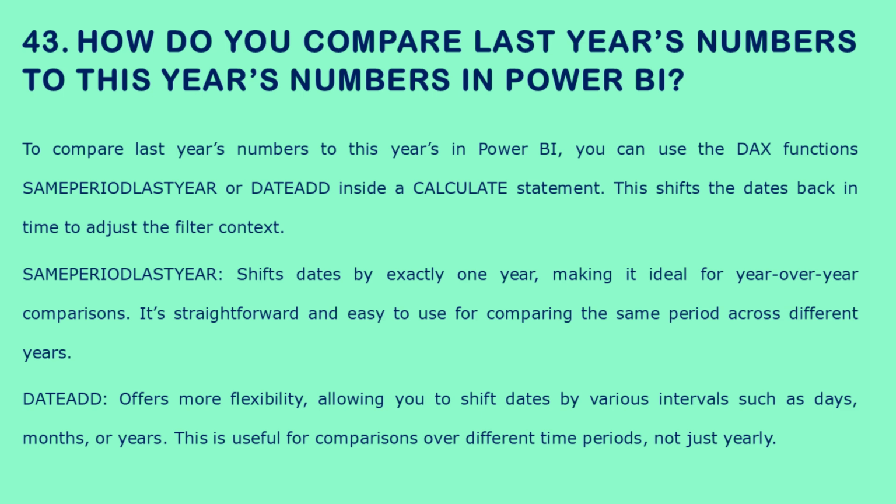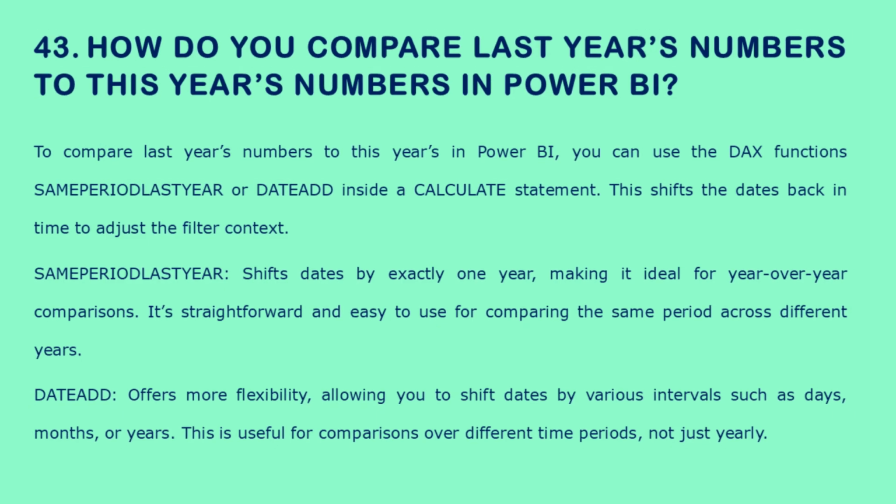It's straightforward and easy to use for comparing the same period across different years. Dated offers more flexibility, allowing you to shift dates by various intervals such as days, months, or years. This is useful for comparisons over different time periods, not just yearly.